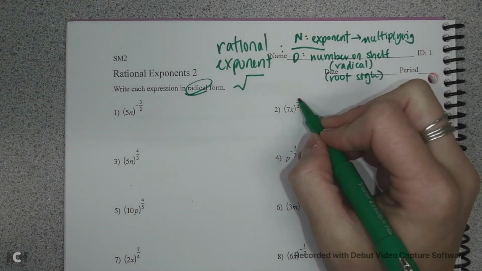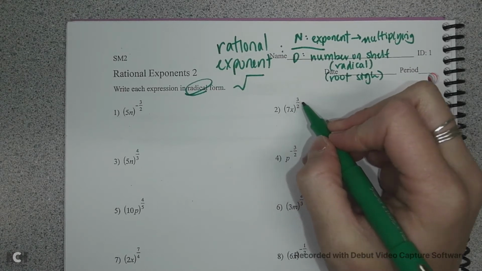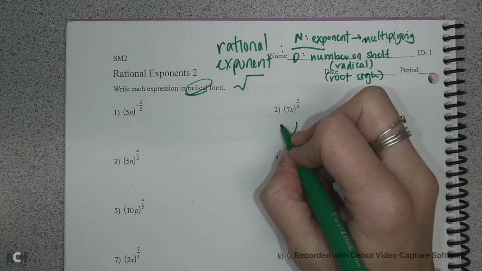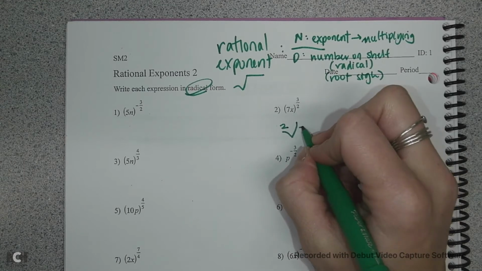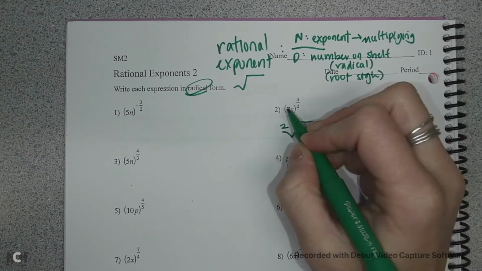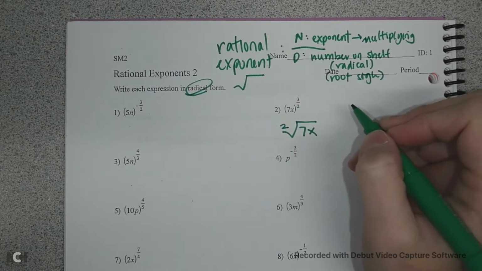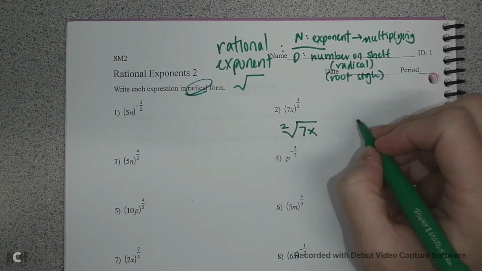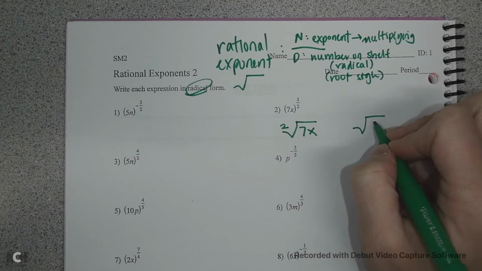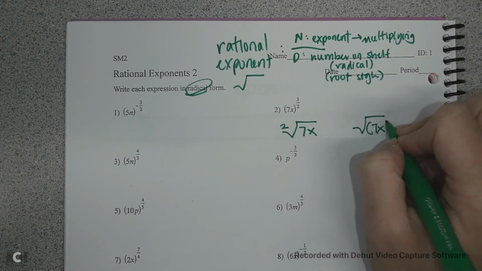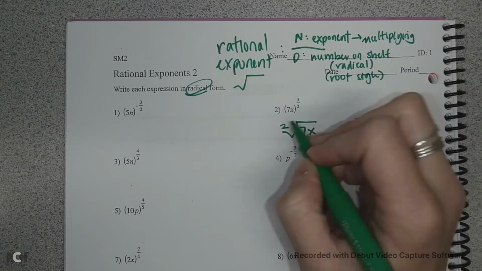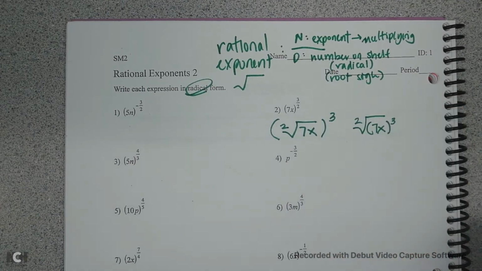So remember, this is your actual exponent, and this is the number on the shelf. So I'm going to draw my shelf and put my number on my shelf, the bottom number, and then 7x all goes inside because it's in the parentheses, and then I need to make it to the third power. So you have two options. You can write it like this, or you can write it like this. Either way, you'll get the same answer every time, so whatever you like to do.